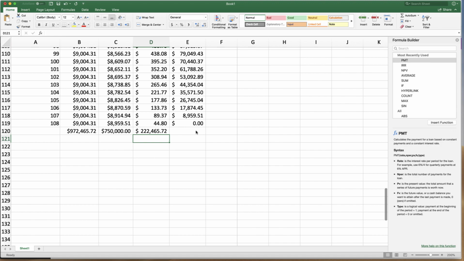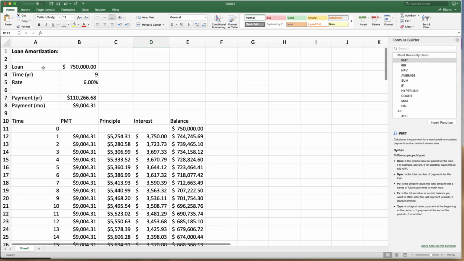So you're able to use the results of these calculations to develop a time value of money or a loan amortization.